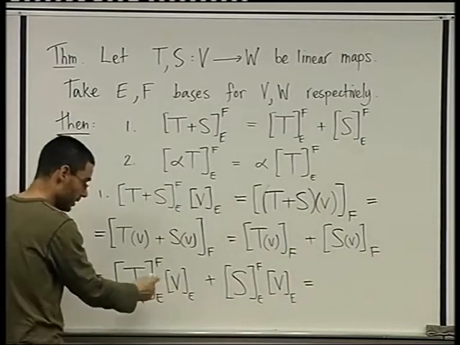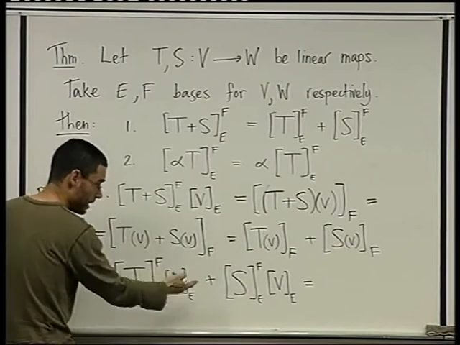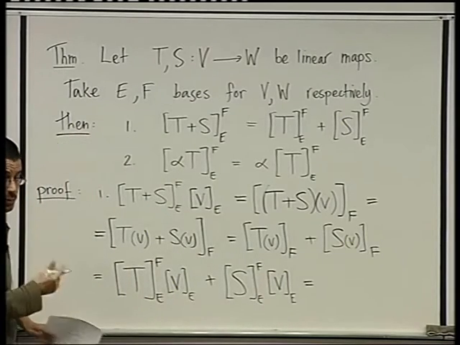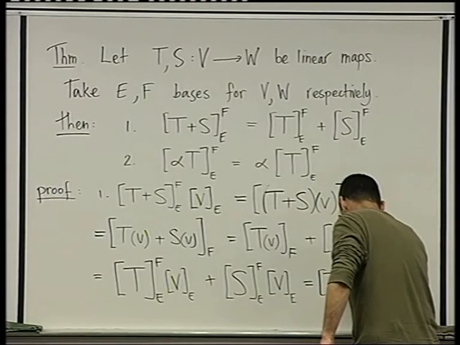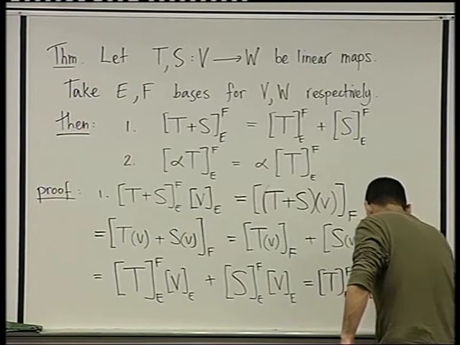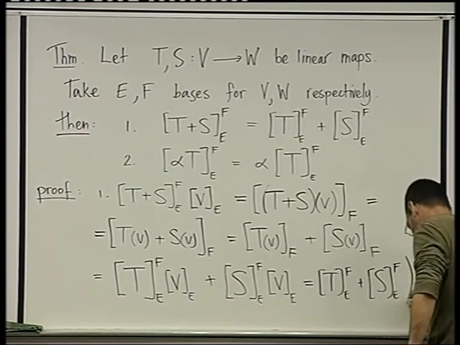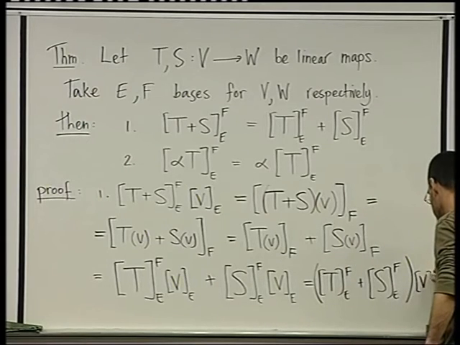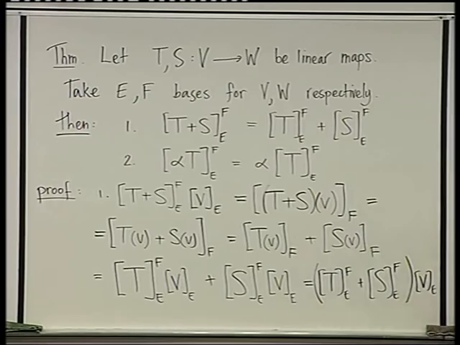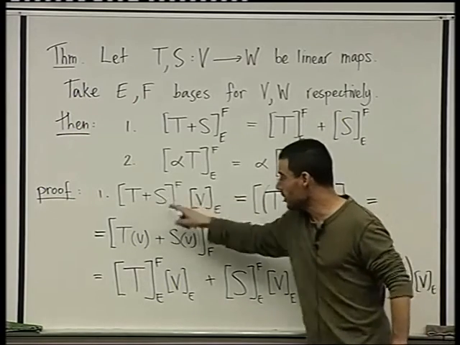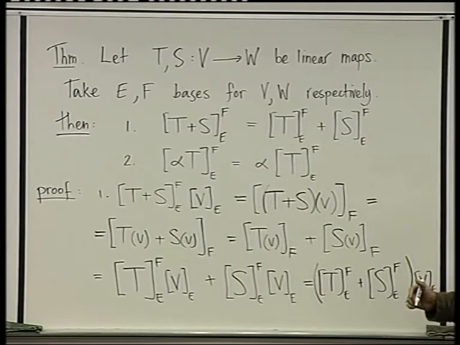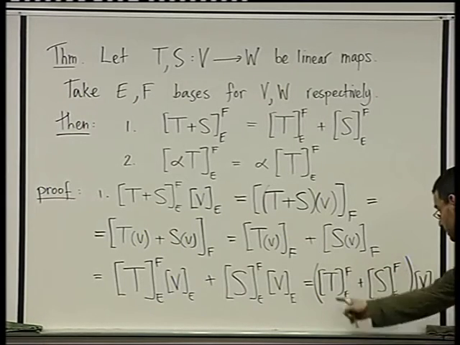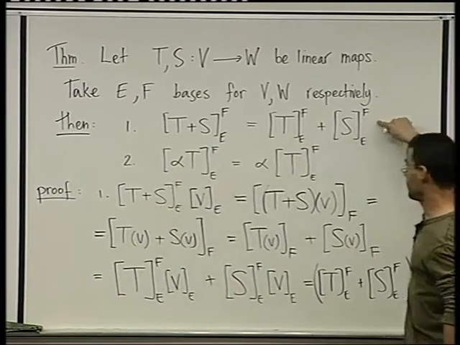Now these are matrices. This is a matrix times a vector, or a matrix times a matrix. We can distribute, right? So this equals T_EF plus S_EF, times v_E. So what did we show? That (T plus S)_EF times v_E is the same as (T_EF plus S_EF) times v_E, and this was true for any v. Therefore, this matrix and this matrix are the same, and that is what 1 claimed.